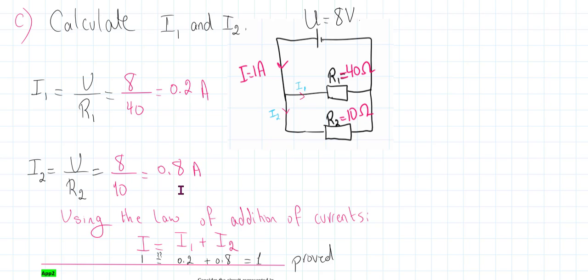Now we can prove the law of addition of currents in this circuit. The law of addition of currents states that I will be equal to I1 plus I2. We can substitute the values of I1 and I2 in this formula, and as you can see, 0.2 plus 0.8 will be equal to 1, which is proved.